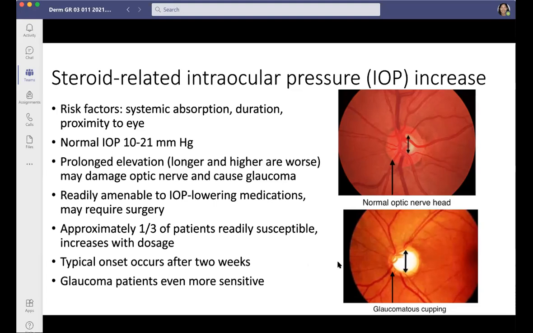And I'm just going to go through some of the text I have here on the side. So for the general population, about 1 out of 3 patients approximately is susceptible. If you give them high-dose steroids, the eye pressure will increase.